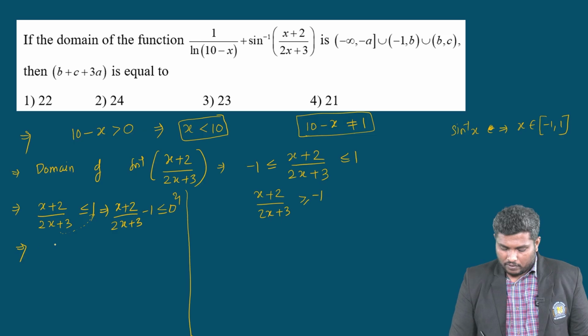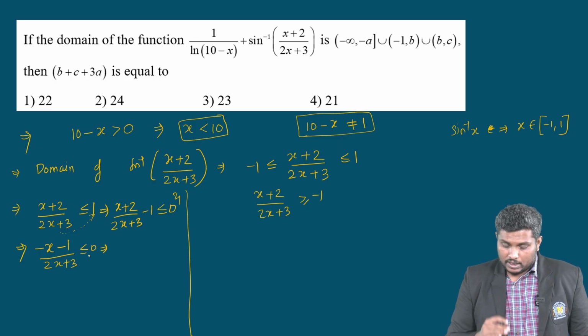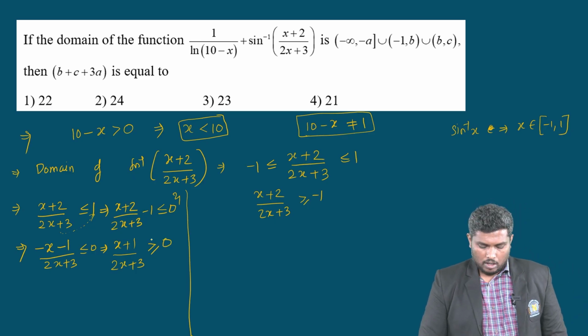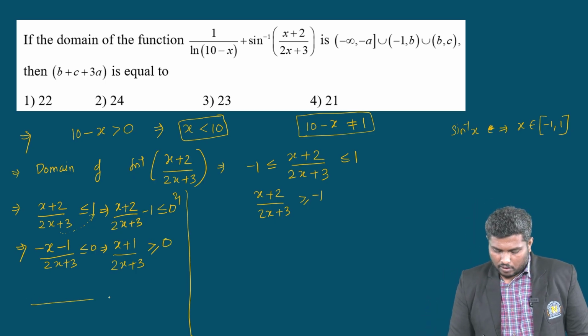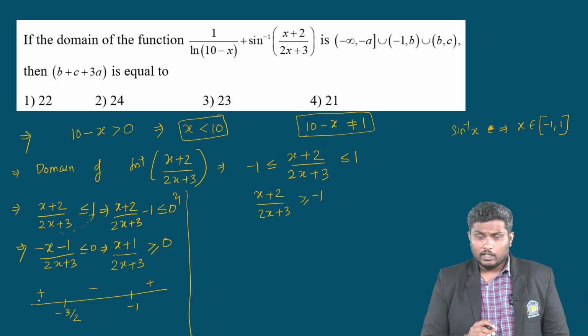So what are we going to get after solving this one? (-x-1)/(2x+3) ≤ 0. Now I am going to multiply the inequality by minus, so (x+1)/(2x+3) will be greater than or equal to 0. From this you can find the values of x. So this is -3/2, -1, with plus, minus, plus signs in the first case.